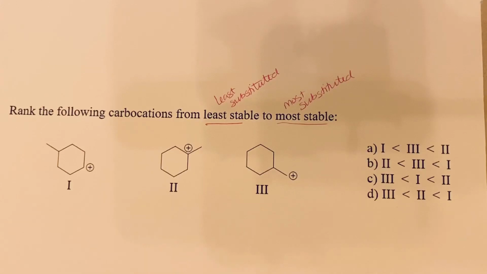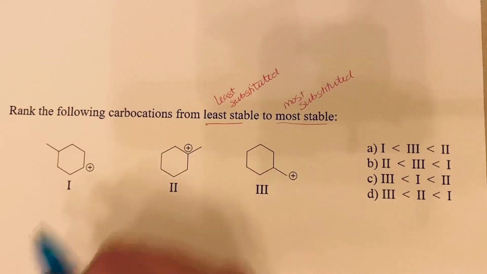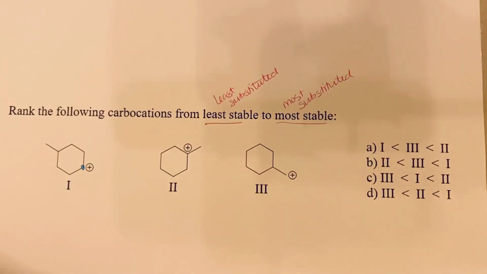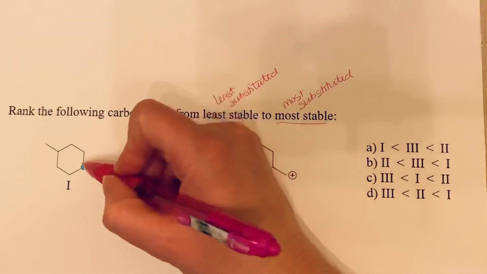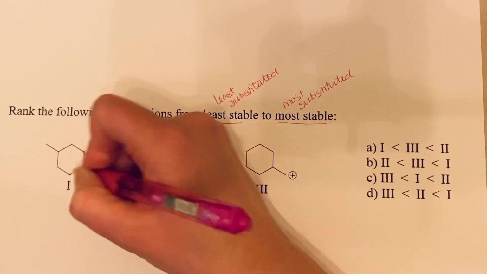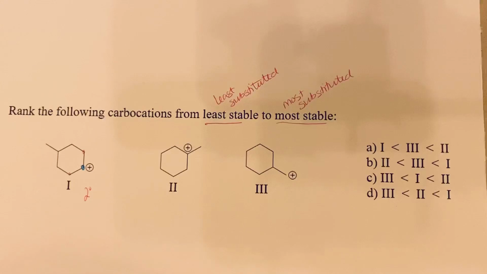So we will first need to locate the carbocation carbon. In structure 1, it is here. And then look to see how many bonds to other carbon atoms it has. So it has one here and one here. So this is a secondary carbocation.